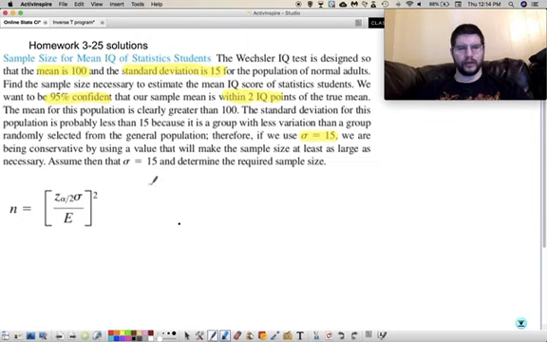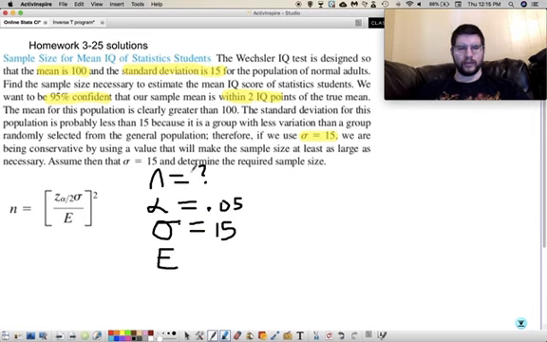So first thing you want to do, write down your variables. N, that's what we're looking for. Alpha, well, confidence interval is 95%, 0.05 is the alpha. Don't forget to chop it in half. Sigma, we said 15 right here. I'll split it up here. And our error, it says it wants to be within 2 points.